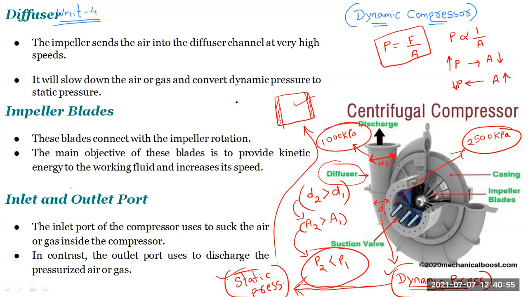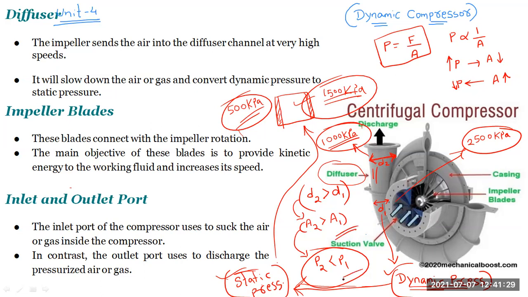Suppose your requirement is only 500 kilopascal, which means a drastic change is required, so we have to increase the diameter. Suppose your requirement is 1500 kilopascal, then we have to decrease this diameter. So by varying the diffuser diameter, we can vary the pressure and get the desired pressure. That's why there is a varying cross-sectional area in the diffuser, and this is the relationship between area and pressure inside the diffuser.